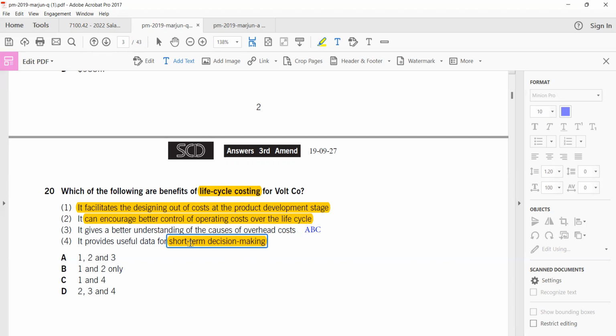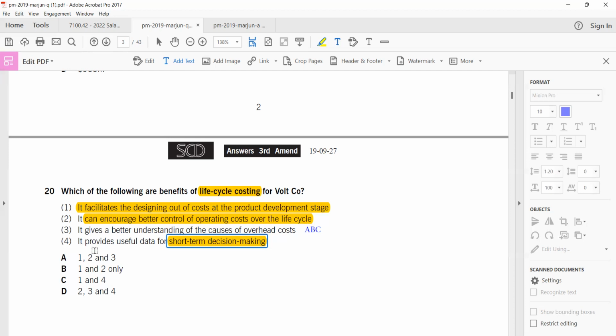No, because even in the case of Voltco, we looked at it for 20 years. And here lies the case, you are talking about short-term decision making. You may be a benefit to another company who looks at life cycle cost for each product for, let's say, just 1 year or 2 years. But in the case of Voltco, they look at it for 20 years, and short-term decision making is not applicable to Voltco. That is why the examiner was categorically saying, which of the following are benefits of life cycle costing for Voltco? For Voltco. So the fourth point is a benefit of life cycle costing, but it doesn't apply to Voltco. That's what you should know.